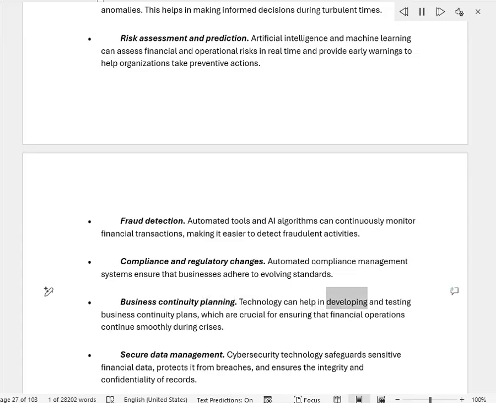Technology can help in developing and testing business continuity plans, which are crucial for ensuring that financial operations continue smoothly during crises. Secure data management. Cybersecurity technology safeguards sensitive financial data, protects it from breaches, and ensures the integrity and confidentiality of records.